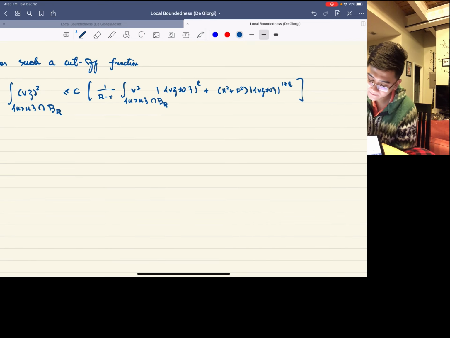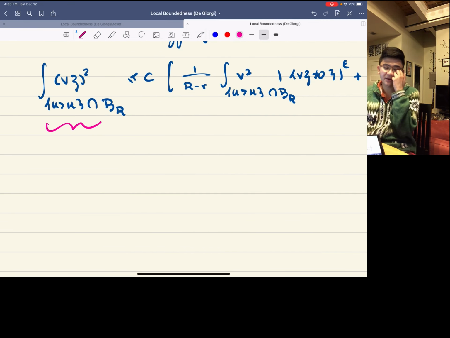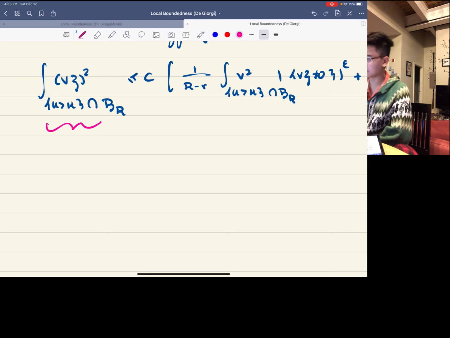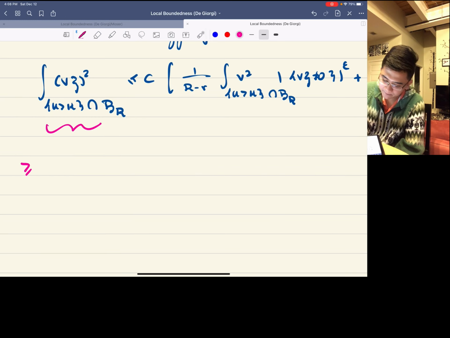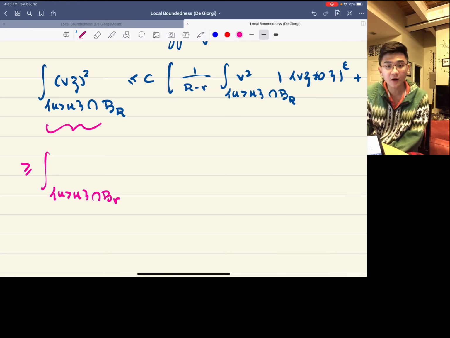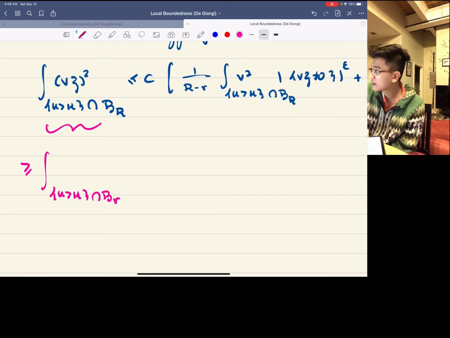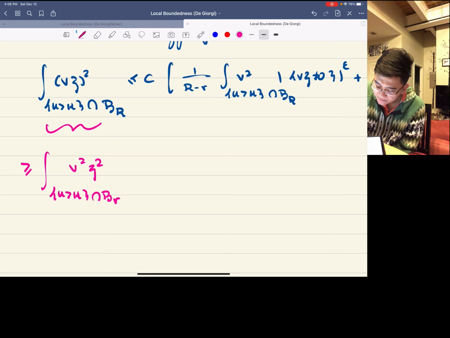Okay. And now what we do is, let's look at this one here. Now the question is, is it possible to make this a term with just v, no zetas? And yes, we can, because we know that zeta is 1 in B_r. So this is bigger than the integral over u greater than k intersect B_r. Why is that? Because this is a subset of that. And then I have here v squared zeta squared, and in this set, zeta is equal to 1.